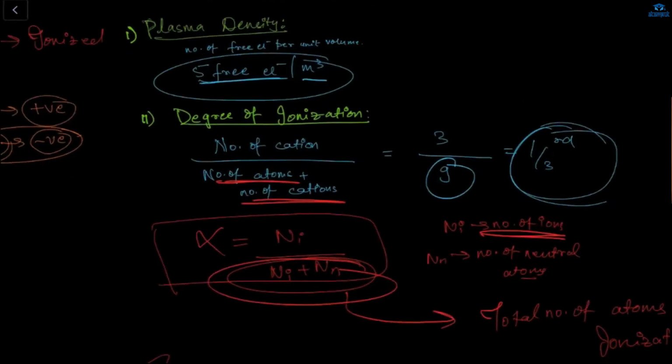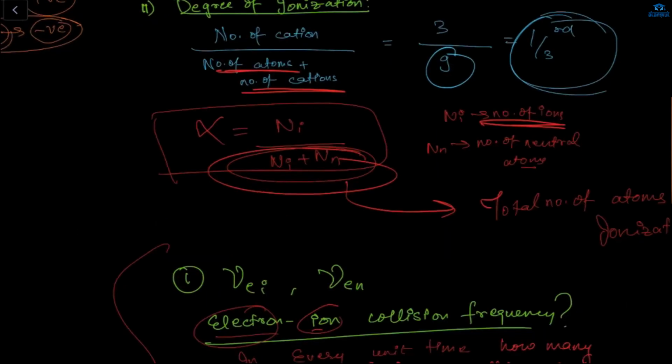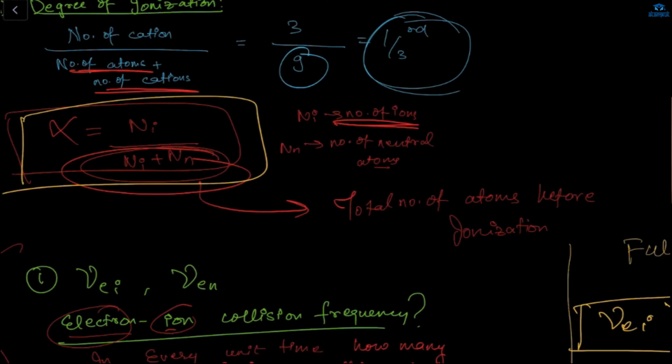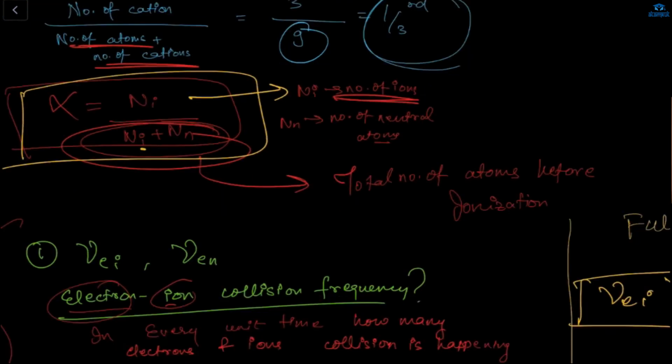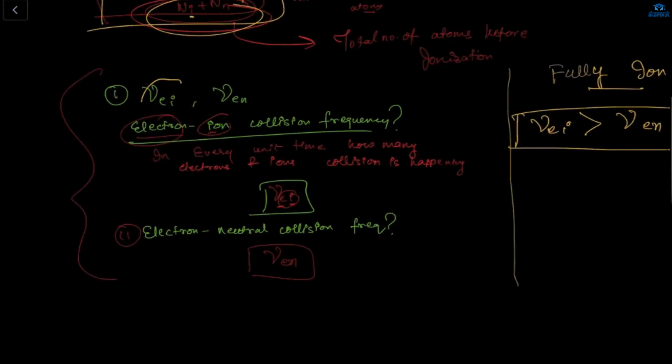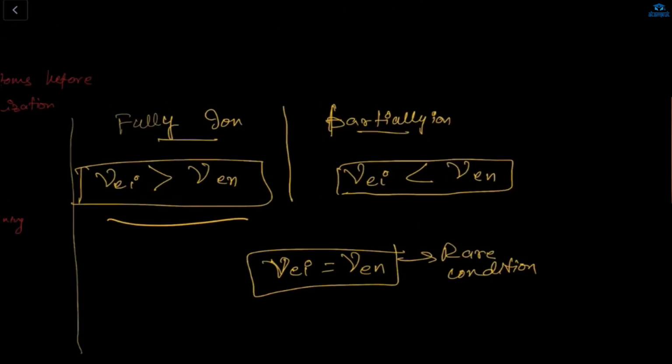Plasma density means the number of free electrons per unit volume, and the degree of ionization. This formula is very important because Ni refers to the number of ions, and Ni plus Nn, where Nn is the neutral part, is the total number of atoms before ionization. The symbols denote which is fully ionized and which is partially ionized. Fully ionized means electron-ion is greater than electron-neutral, and partially ionized is electron-neutral greater than electron-ion.